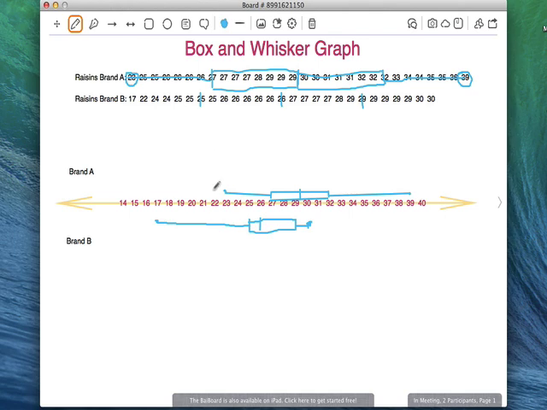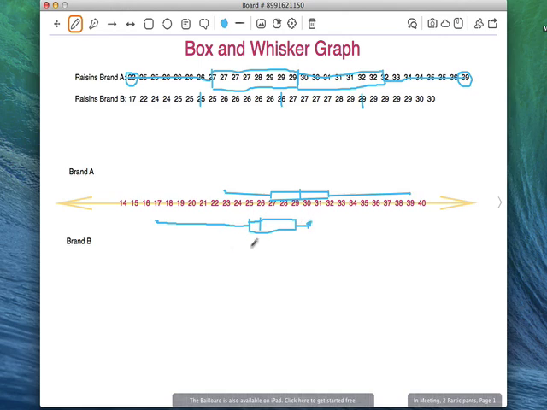Once again, this box and whisker, it's nice. This box and whisker, it's nice. But when you compare them, you can see a lot more about the data. Turns out that brand A, half of them have more than almost all of brand B. From here up is half. From here down is all of brand B.